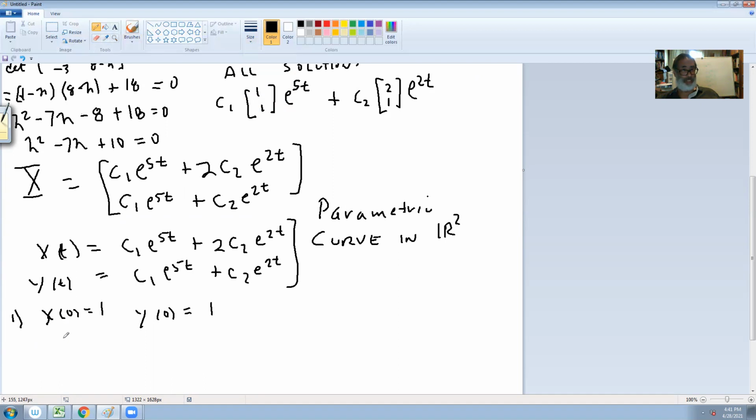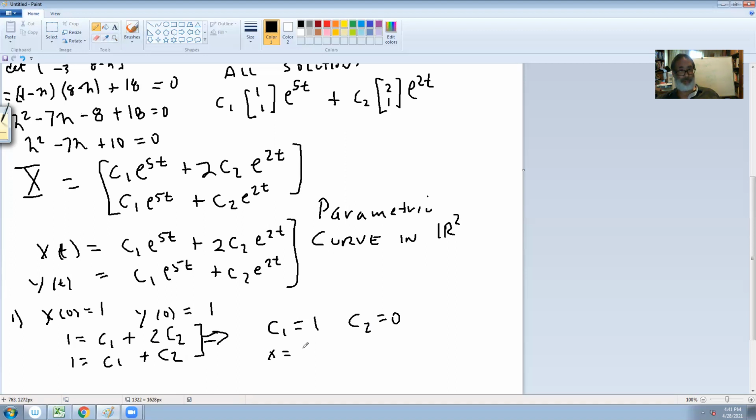initial conditions. So if I just write 1 is equal to, plugging in 0 here, we get C1 plus 2C2. The second one says 1 is equal to C1 plus C2. And it's pretty easy to see that this is satisfied when C1 is 1 and C2 is 0. Now you can do some algebra to do that, but this gives us the following equation.